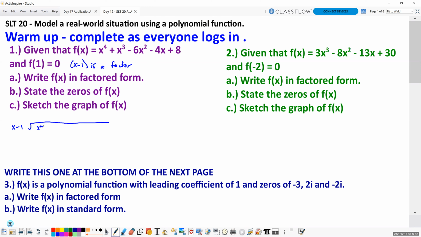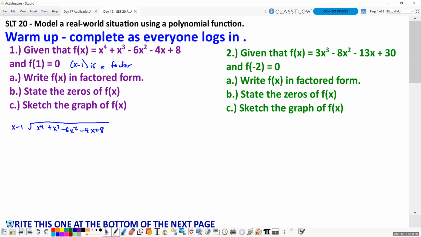So we've got x to the 4th plus x cubed minus 6x squared minus 4x plus 8. I'm going to start by having a division thought. x to the 4th divided by x is x to the 3rd. I'm going to multiply back. I'm going to subtract and bring down. So it gives me 2x cubed minus 6x squared. I'm going to have a division thought. 2x cubed divided by x is 2x squared. I'm going to multiply back 2x cubed minus 2x squared. I'm going to subtract and bring down.